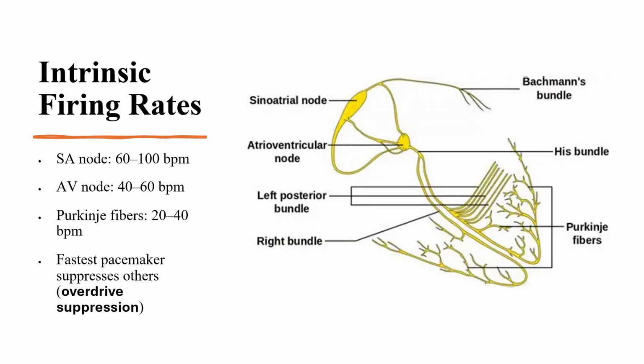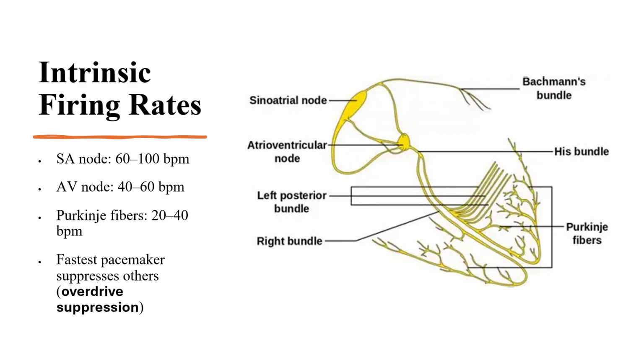Next in line is the AV node, which has a slower rate of 40 to 60 beats per minute. It acts as the backup pacemaker if the SA node fails. The AV node also introduces a slight conduction delay, allowing the atria to empty before the ventricles contract. Finally, the Purkinje fibers, firing at just about 20 to 30 beats per minute. They are the emergency pacemakers, slow but capable of keeping the ventricles contracting if higher centers stop functioning. This setup gives the heart a fail-safe system, multiple pacemakers arranged in layers of control.